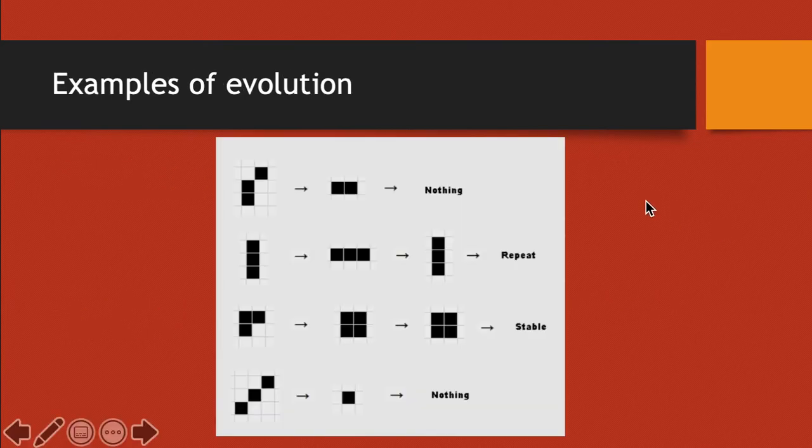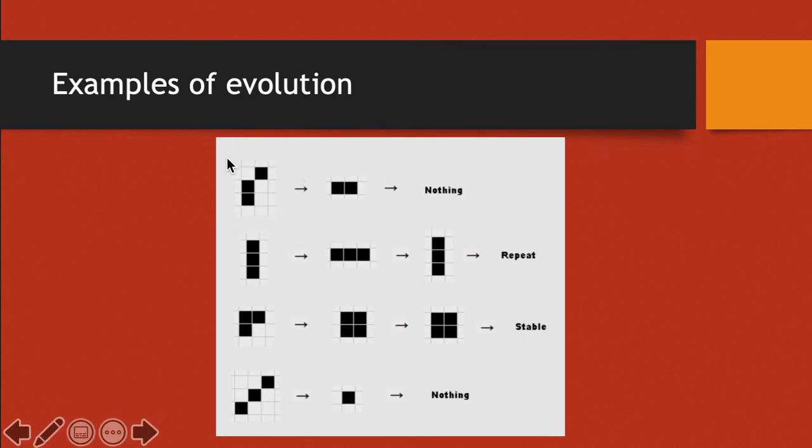Let's see some examples of different stages of the cells, which are called generations, and the change in generation till it reaches nothing, repeat, or stable state is called evolution. So let's go over the first example that you can see on the screen.